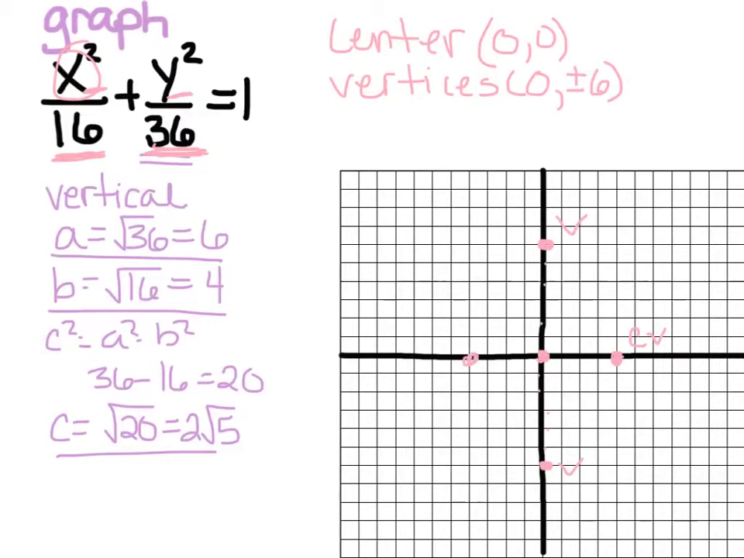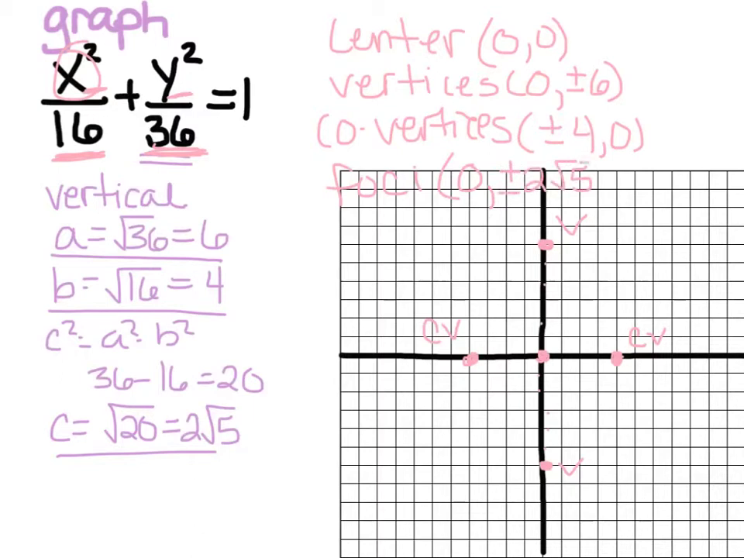I'll put CVs on them. So those are at positive and negative 4, 0. And then we must plot our foci, and those always go on the major axis, so in this case the y-axis. So they're going to be at (0, positive and negative 2 root 5).